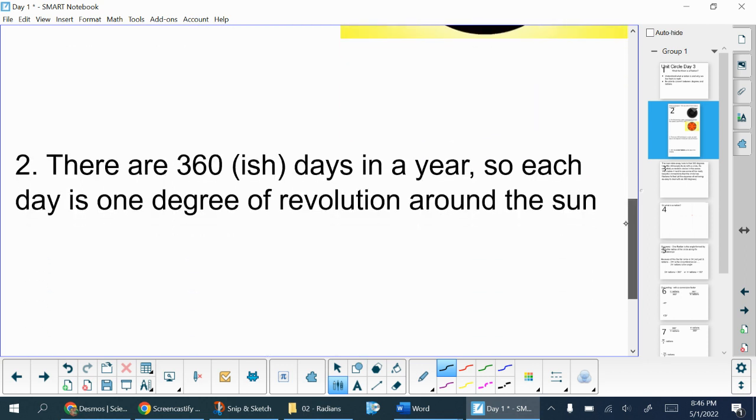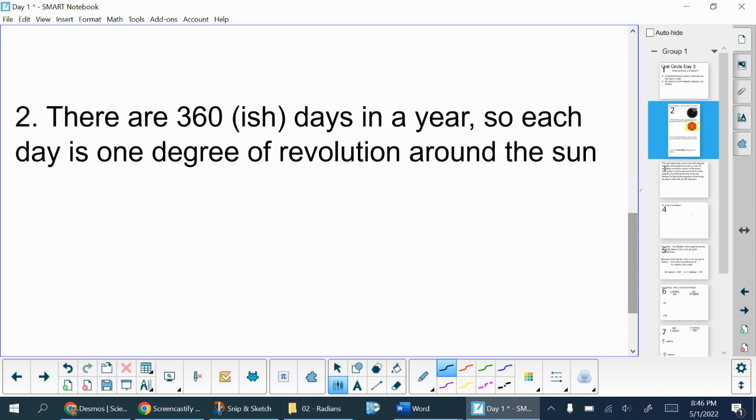Second reason, and a lot of you have brought this one up already, is that there are around 360 days in a year. And of course, people knew that it wasn't exactly 360, but a lot of times what they did was divide those up into 12 months of 30 days each, which then ended up with 5 extra days to throw into either leap years or celebrations or things like that. But 360 days in a year made sense to keep 1 degree per day of revolution around the sun.